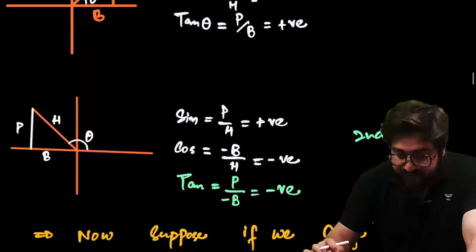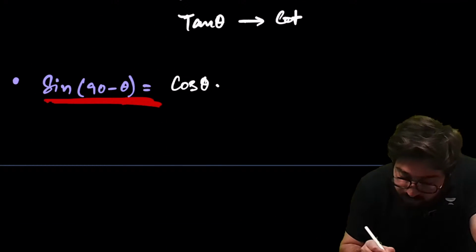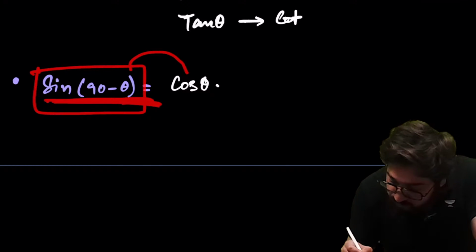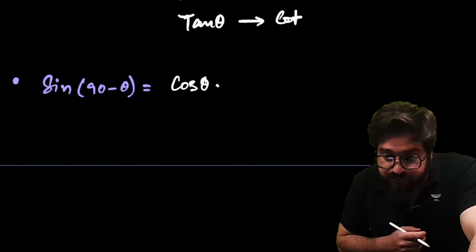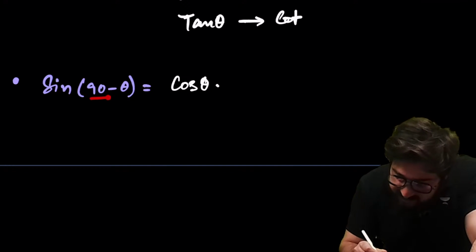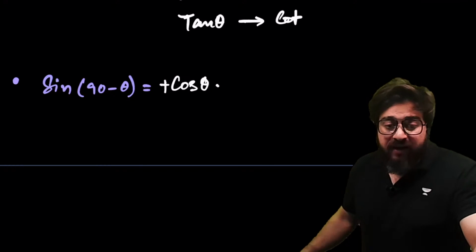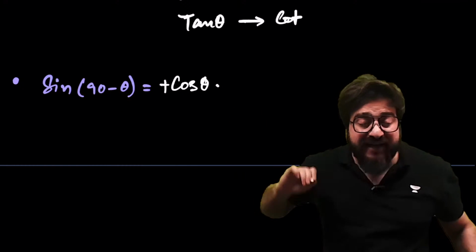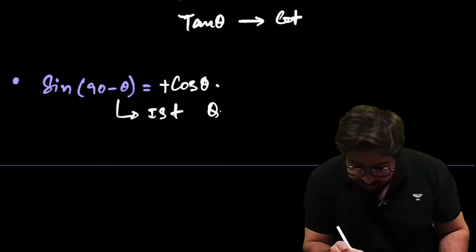See, guys, if you have to change any function, first of all, you can change sine into cos. You cannot write cot over here. You can write sine 90 minus theta is equal to cos theta, but you can write plus cos theta. Why? Because 90 minus theta is first quadrant. This is what we call first quadrant.